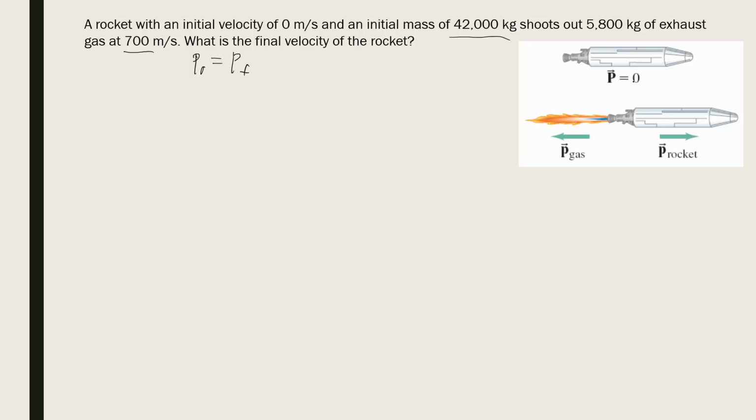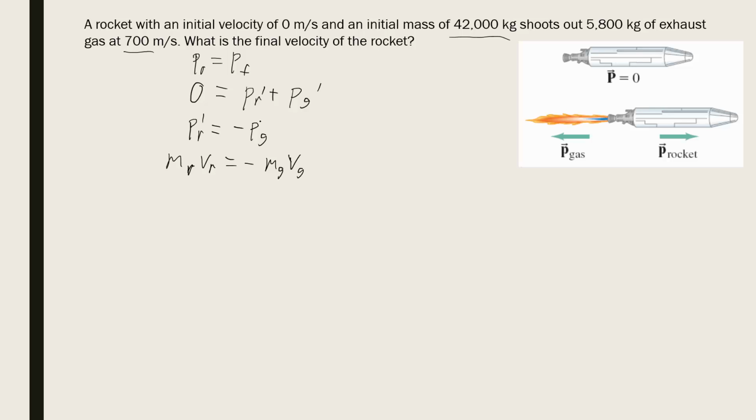Initial momentum equals final momentum. The initial momentum is 0 because nothing is moving. The final momentum is the momentum of the rocket plus the momentum of the gases. So you can subtract one to the other side and they will be equal in magnitude but opposite in direction. So then we can plug in the mass of the rocket times the velocity of the rocket. It's an ugly R there. Equals negative mass of gases times velocity of gases.